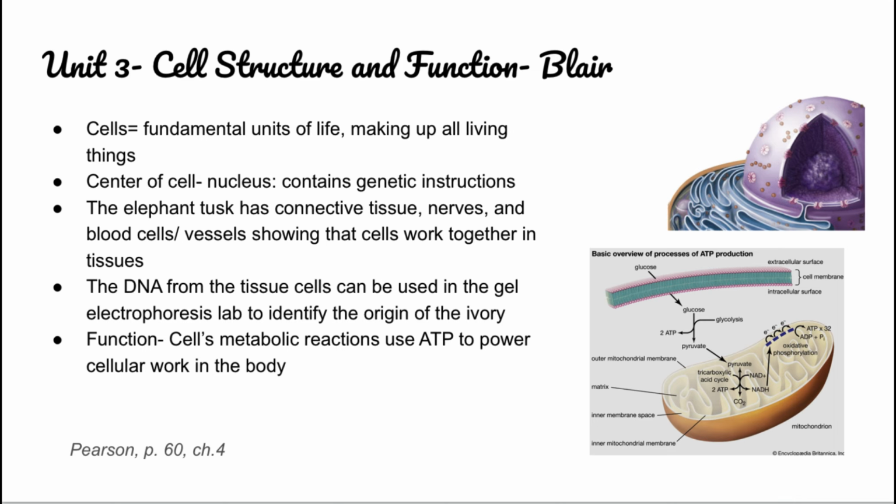Unit 3 is about cell structure and function. Cells are the units of life making up all living things. The center of the cell is the nucleus and it contains genetic instruction. The elephant tusk has connective tissue, nerves, and blood cells and vessels, showing that cells work together in tissue. DNA from tissue cells can be used in gel electrophoresis to identify the origin of ivory. Cells' metabolic reactions use ATP to power cellular work in a body.